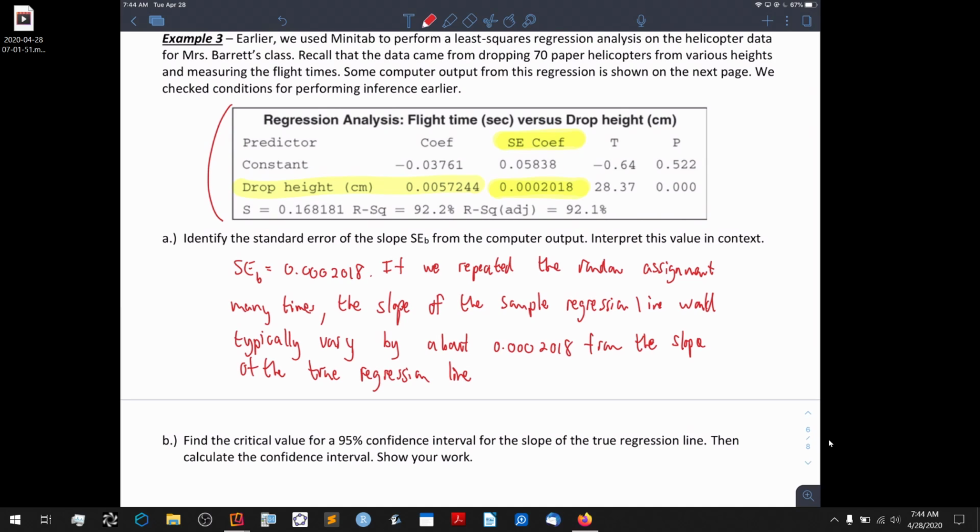And we always said this: the regression line predicts... what does the regression line predict? Flight time from drop height, okay? Predicting flight time from drop height, something like that, okay?